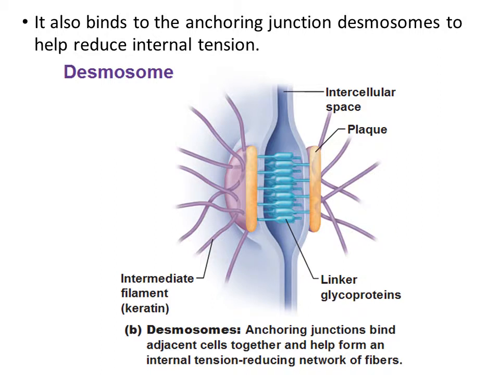The intermediate filament also binds to the anchoring junction called desmosomes. By binding to the desmosome, it is going to help reduce internal tension. The desmosome holds adjacent cells together.